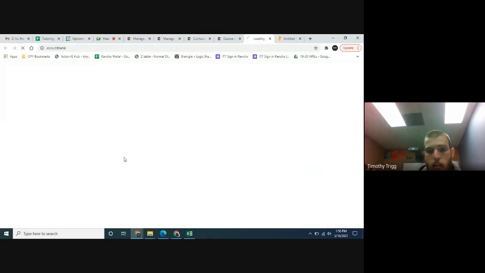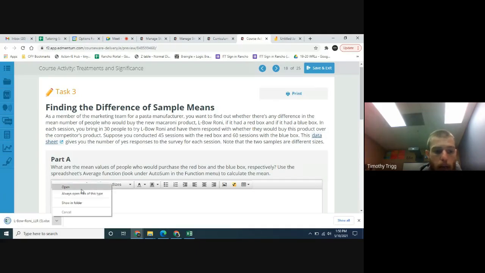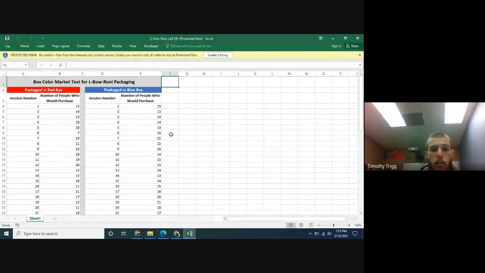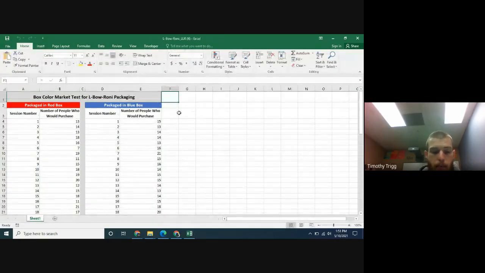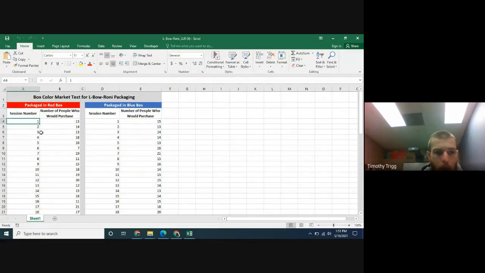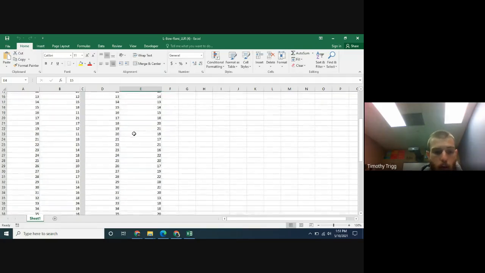Okay, so go ahead and click on this data sheet, and it should download an Excel spreadsheet like this. Make sure you go to the top here and click Enable Editing, because we're going to need to edit some stuff. And you can look down here. It shows you the session number with the red box and the number of people who would buy it. So in session 1 for the red box, 13 of the 30 individuals said they would buy it. And with the blue box in the first session, 15 people said they would buy the blue box. And then you can see these numbers as you continue down.